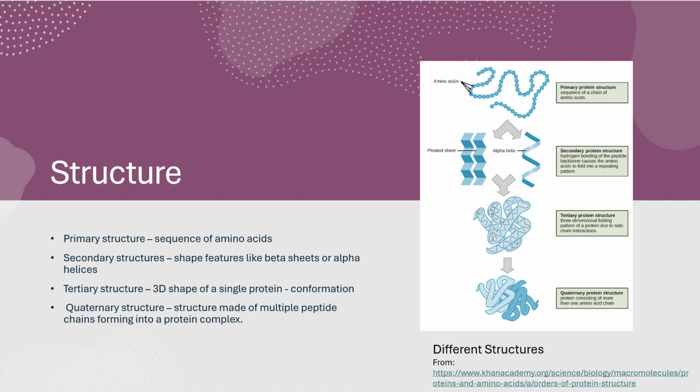So for protein structures, we've got primary structures, which is the order of amino acids, so just the sequence that it takes place that it's in. Secondary structures, which are particular shape features and structural motifs like beta sheets or alpha helices. Tertiary structures, that refers to the 3D shape of a single protein or its conformation. And quaternary structures, which refers to a structure made up of multiple peptide chains forming into a protein complex.